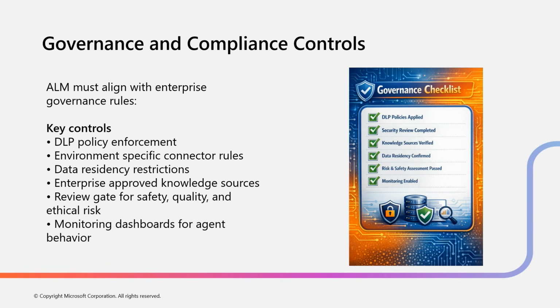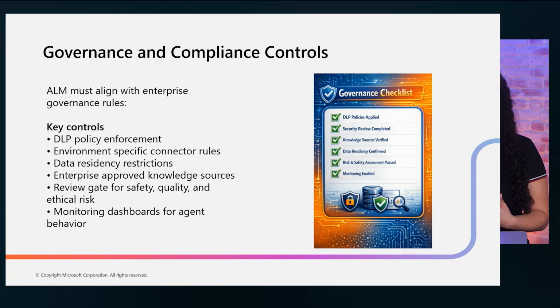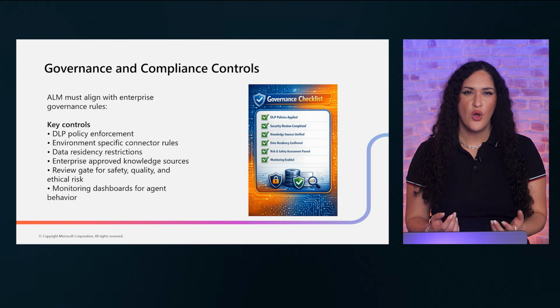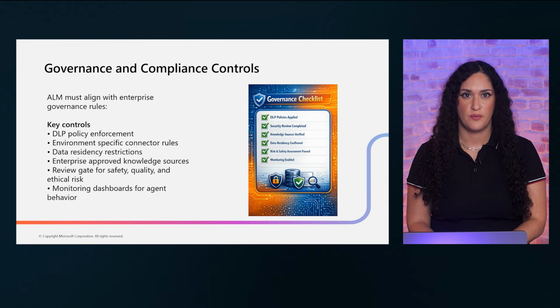ALM must align with your enterprise governance rules. The key controls to enforce include DLP policy enforcement, environment-specific connector rules, data residency restrictions, use of enterprise-approved knowledge sources, review gates for safety, quality, and ethical risk, and monitoring dashboards for agent behavior.